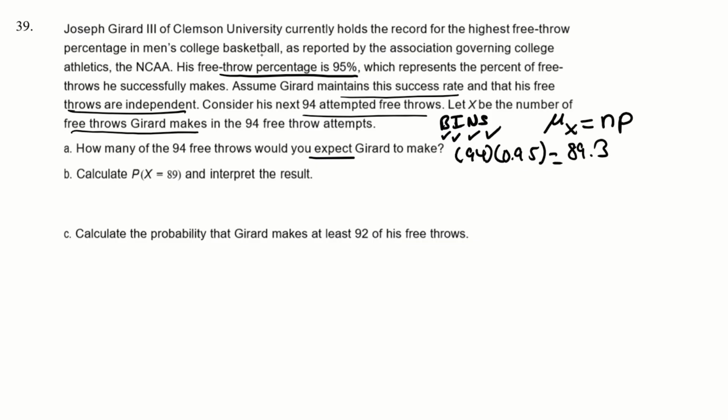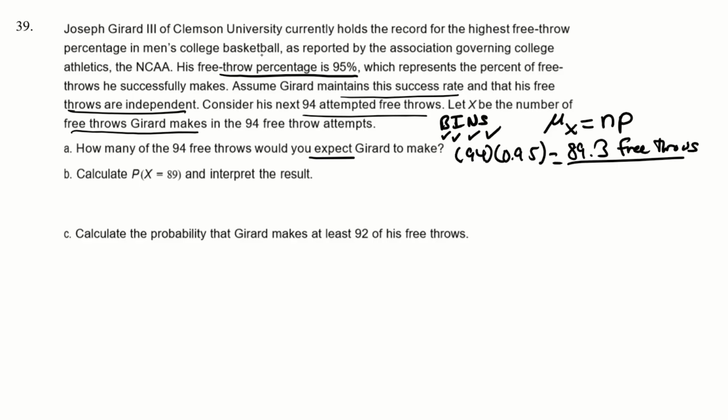Let me double check that. Yeah, 89.3. Just wanted to double check. 89.3 free throws. Okay, so there's that one. So that's A. B, calculate the probability that x equals 89 and then interpret the result.